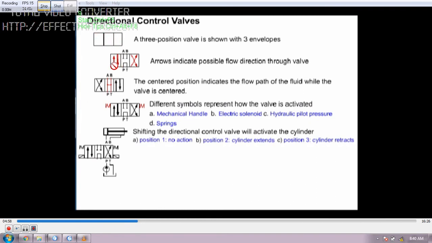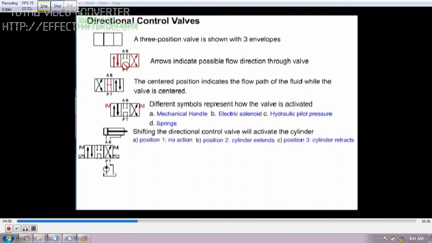In the next diagram we have the arrows shown. Arrows show the flow direction. So if you see the first block, you have a direction going up, others going down. That means the fluid will go like this. That means it is going to A here. You can see here this one will go through A and push the piston, and from B the oil will return back.